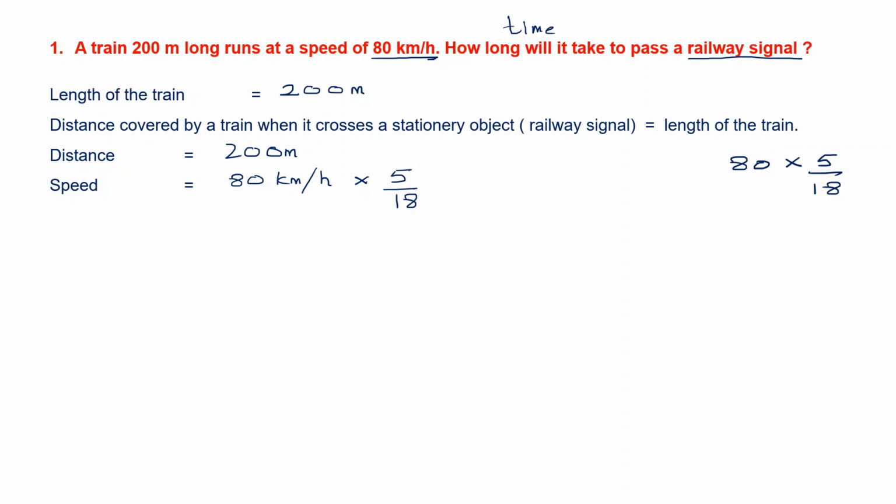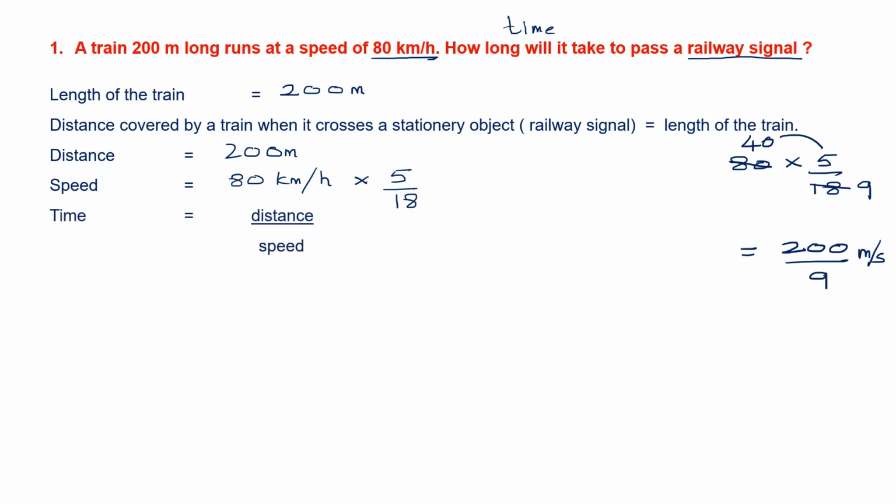We can cancel this with 9. 9 twos, we can cancel both by 2. 2 nines are 18, and 2 into 40 is 80. Now let's multiply the numerators. 40 into 5 is 200. So this is 200 by 9. Now this has become meter per second. So let's leave it at this and let's go on to the other part.